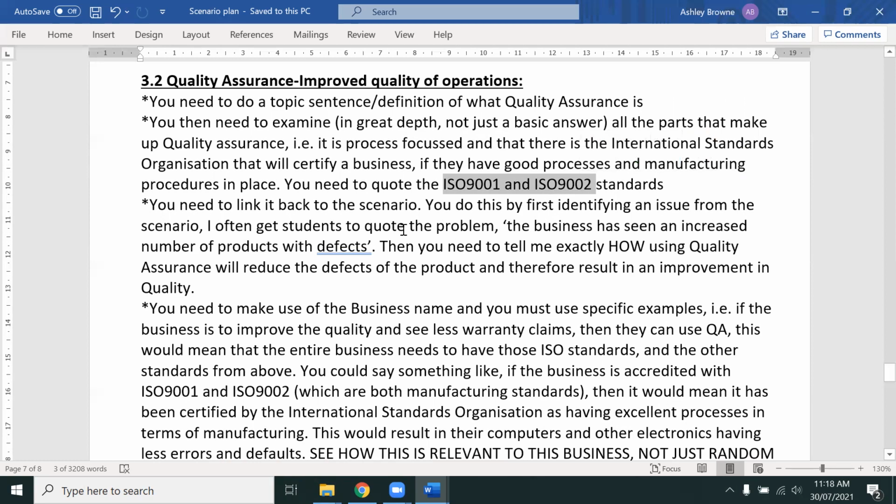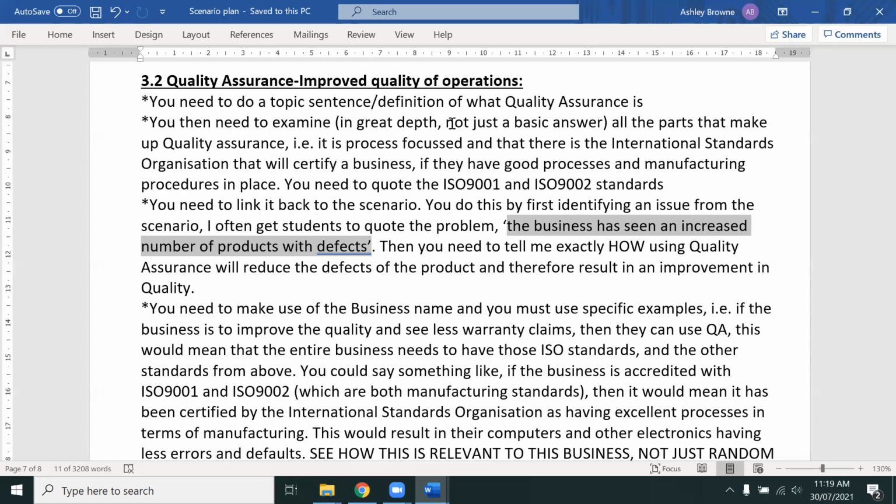All right. Remember to use the quotes of the problems. We've used this quote before. That's why it had the two colors. The business has seen an increased number of products with defects. So how can this address this? And not just superficially, not just using quality assurance, which has ISO standards, is very effective at being able to address products with defects and therefore improve quality of operations. Guys, that's band 4-star. How? But not just how, through specific examples.